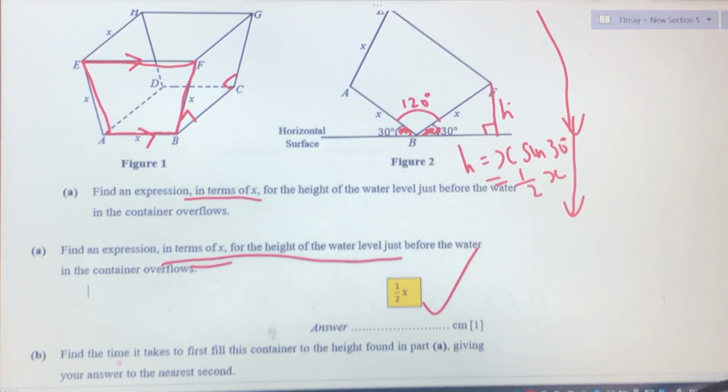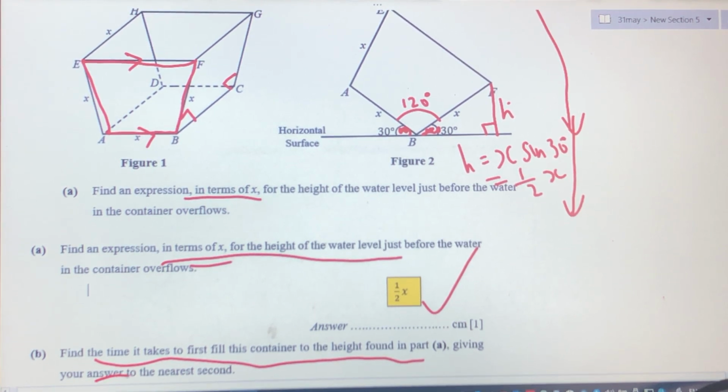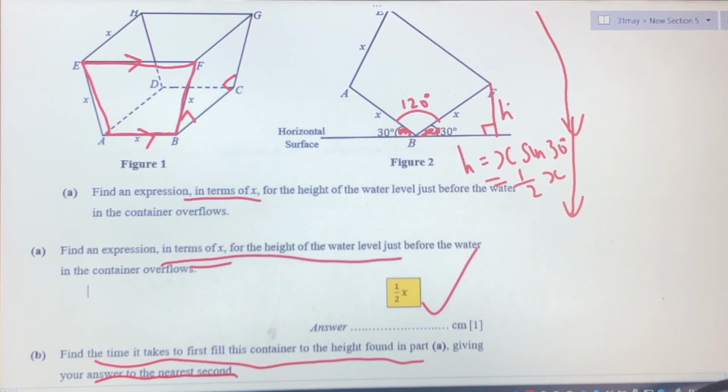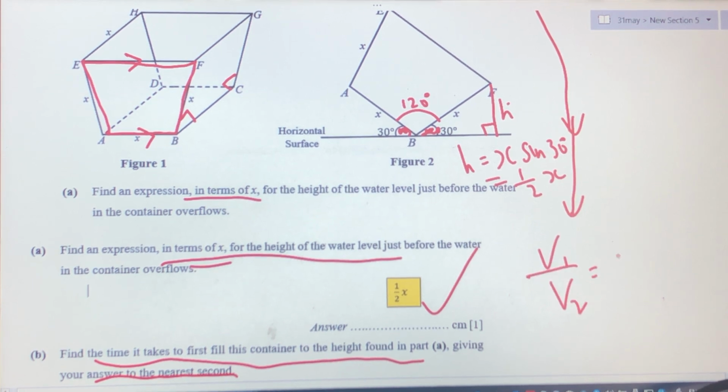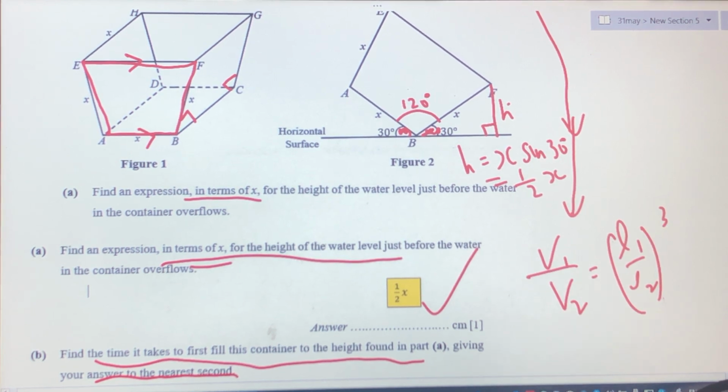Find the time it takes to first fill this. So many of you, because you blindly do it, think you've read already and think, I know already. It must be this. You go and do this, you think it must be this, but it's not this. It is not.